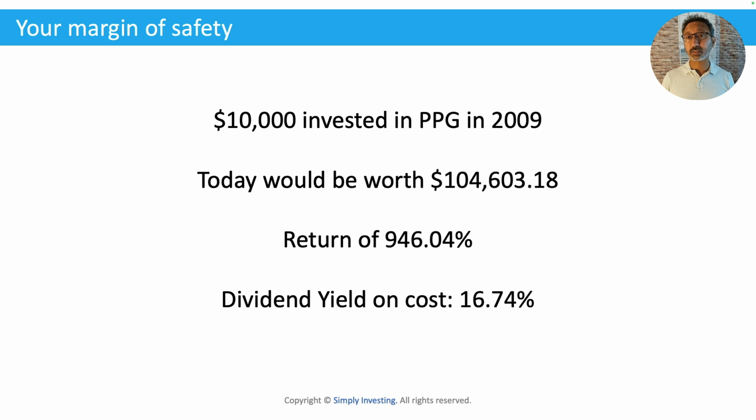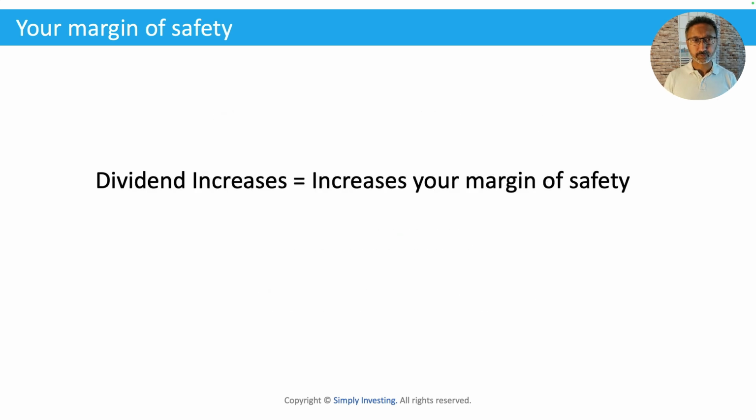So you can see, a 16.7% return is a pretty good return. It is much better than what you're going to get in a term deposit, in a CD, or a GIC if you're in Canada, or in bonds. So that is a great rate of return. And this is possible because of the dividends.